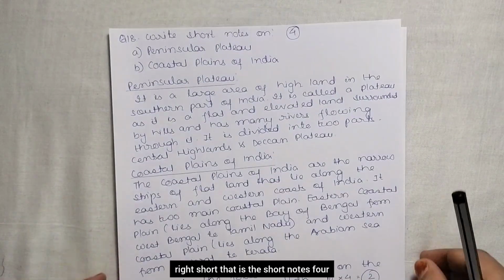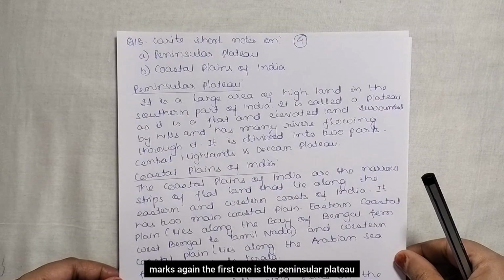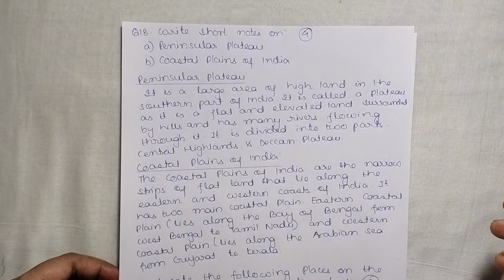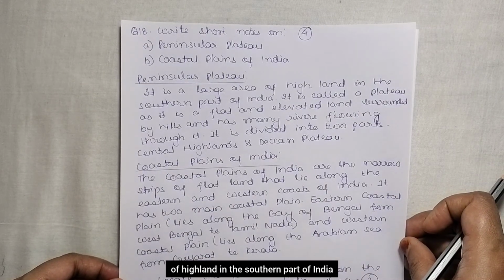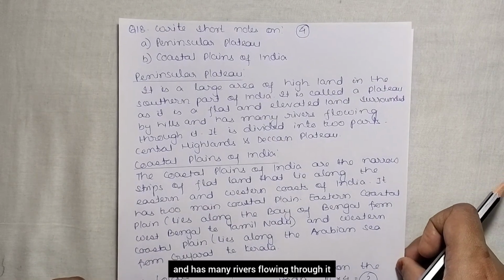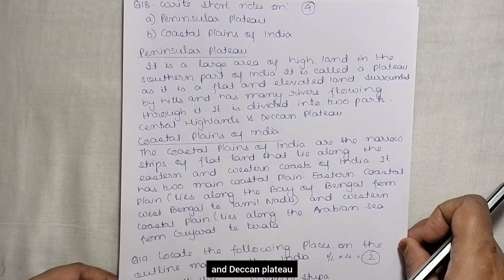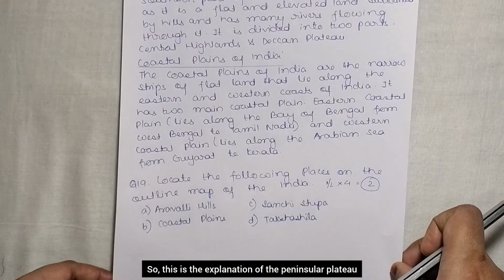Now, write short notes, 4 marks. The first one is the peninsular plateau, second one is the coastal plains of India. So the peninsular plateau is a large area of highland in the southern part of India. It is called a plateau and it is flat and elevated land surrounded by hills and has many rivers flowing through it. It is divided into 2 parts, Central Highland and Deccan Plateau, right? So this is the explanation of the peninsular plateau.